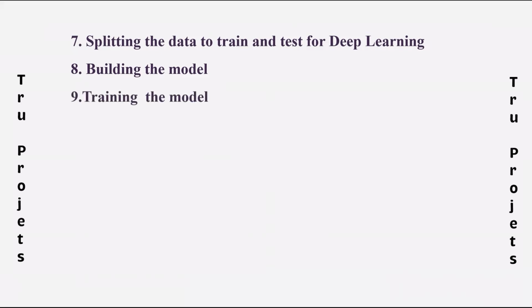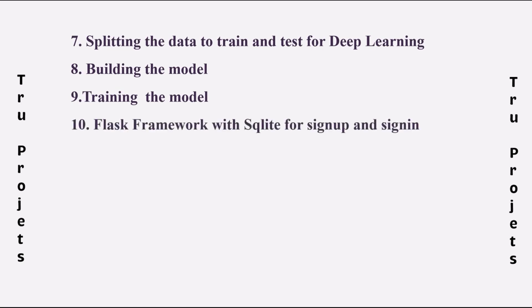Training the model. Training the model involves feeding the training data into the deep learning model and iteratively adjusting its parameters, weights, and biases to minimize the loss function. The model learns from the data by making predictions, comparing them to the actual values, and updating its parameters through backpropagation.